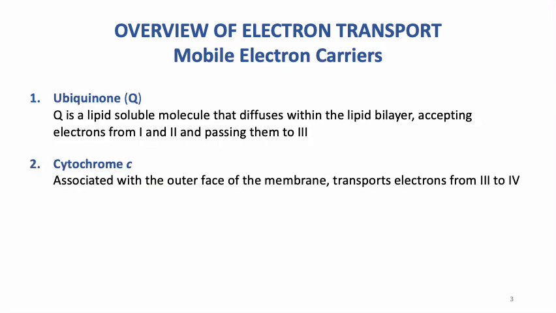Ubiquinone, as you learned earlier, is a lipid-soluble molecule that accepts 2 electrons to be reduced to UH2, ubiquinol, and it can handle 1 electron at a time, as you learned earlier. Cytochrome C is a protein that is located on the outer surface of the inner mitochondrial membrane, and it shuttles the electrons, as I said, between complex 3 and complex 4.